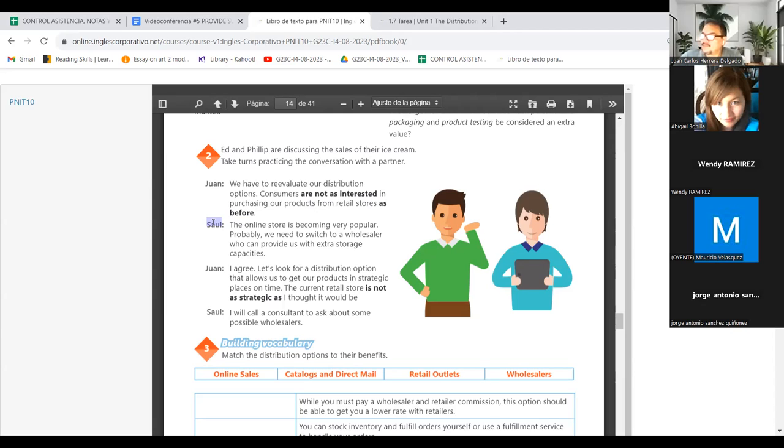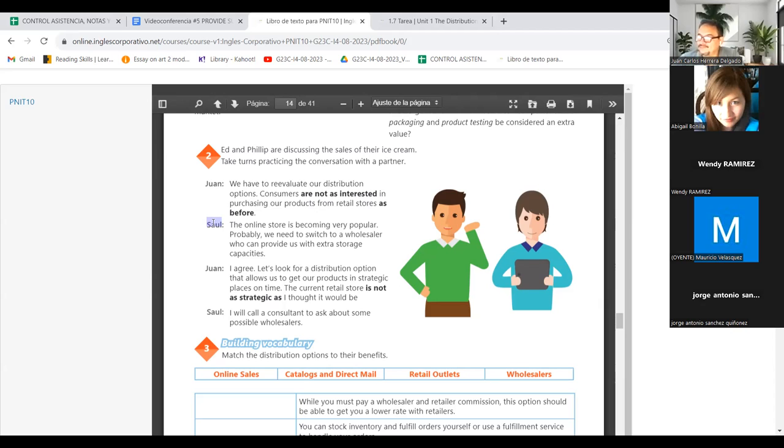I agree. Let's look for a distribution option that allows us to get our product in a strategic place on time. The current retail store is not as strategic as I thought it would be. I will call a consultant to ask about some possible wholesalers.